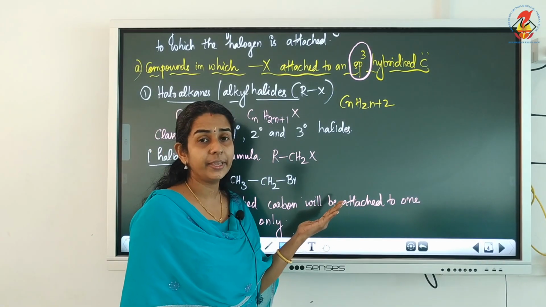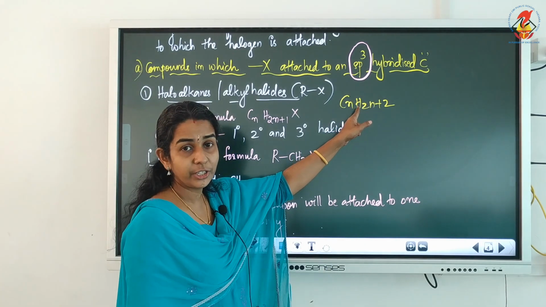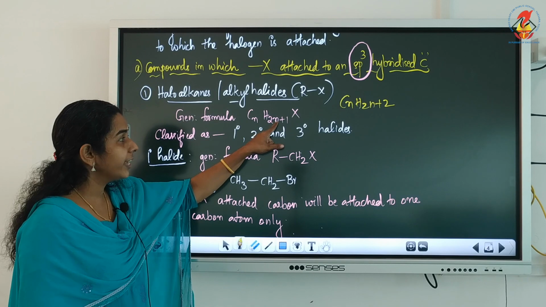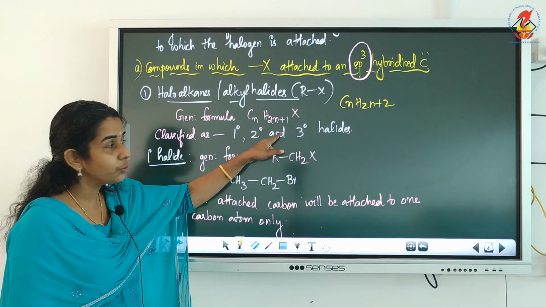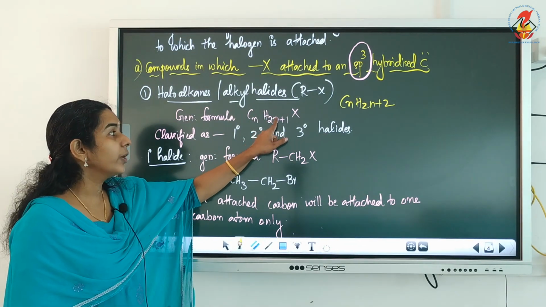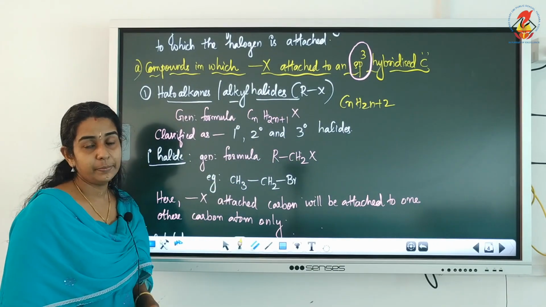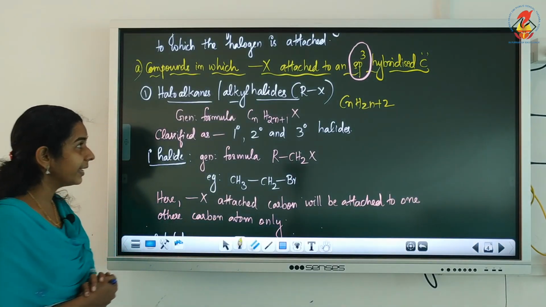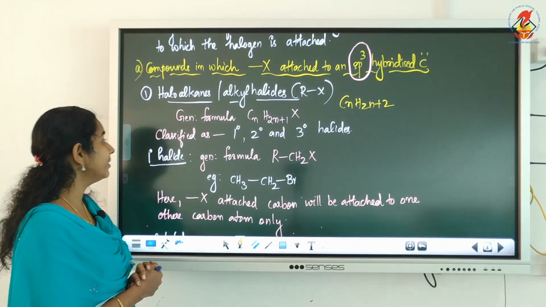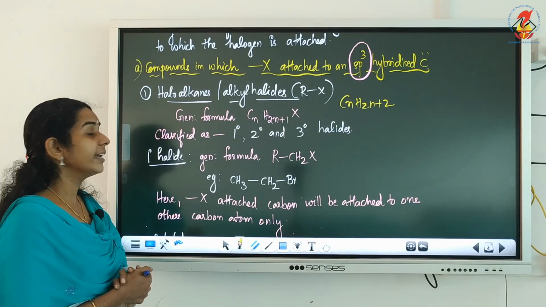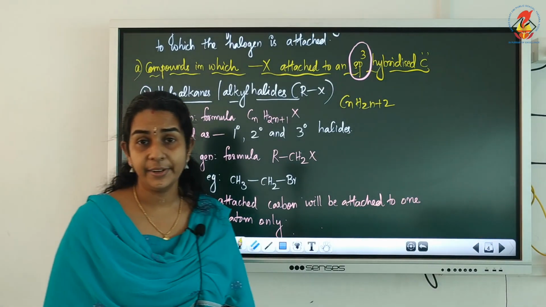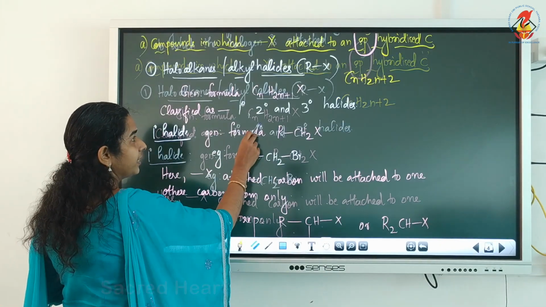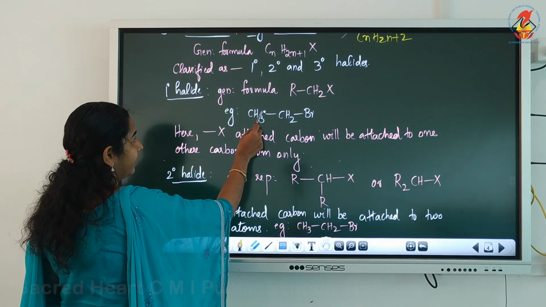When one halogen atom is present, how does the halogen come here? By replacing one hydrogen. So the formula will become CnH2n+1X, because one hydrogen is replaced by X. Here, in haloalkanes and alkyl halides, they are again classified as primary, secondary and tertiary halides. And this classification as primary, secondary, tertiary we have already learnt in class 11.